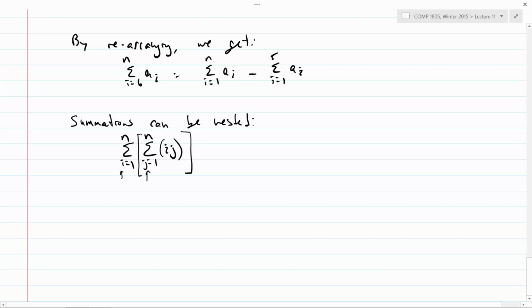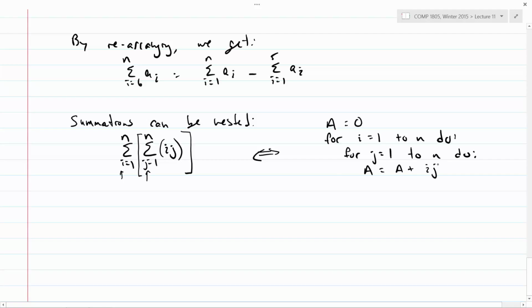If it's helpful for you, you could think of this as a program. So this thing here is exactly the same as a equals 0, for i equals 1 to n, for j equals 1 to n, a equals a plus i times j, and then at the end I return a. If that's helpful for you, then you can think of it that way. Notice that this summation we call nested, and if you're familiar with programming, these for loops are nested. That's where we get this terminology.